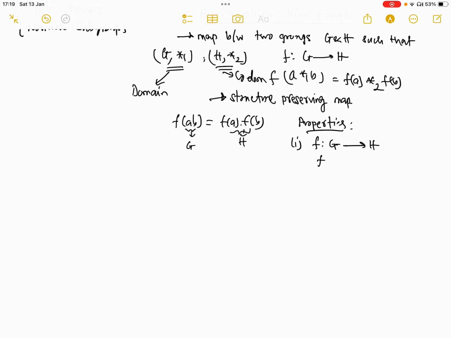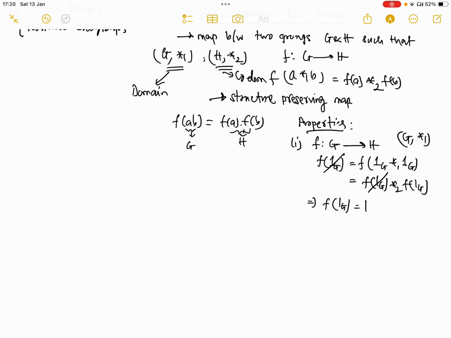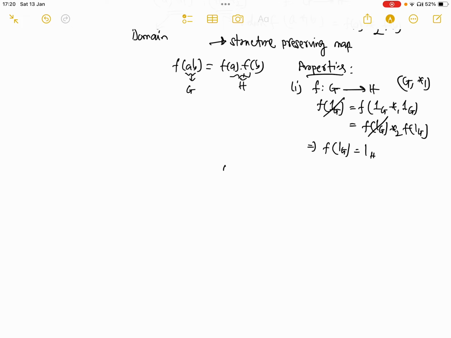So you can write this identity as identity times identity, if I denote the operation to be star 1. And by the property of homomorphism, you get this, right? And now you can cancel them. By cancelling, I mean you can multiply with its inverse. So you get that this has to be the identity of H. So the identity element has to go to the identity of the codomain if it's a homomorphism. So that's the first property.